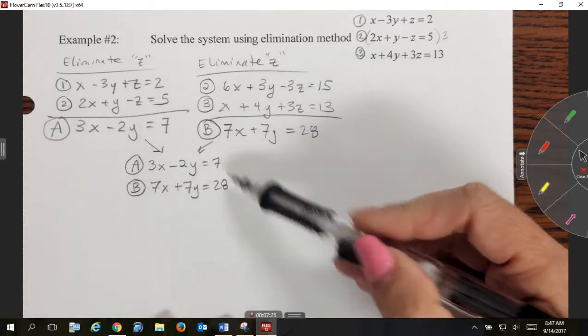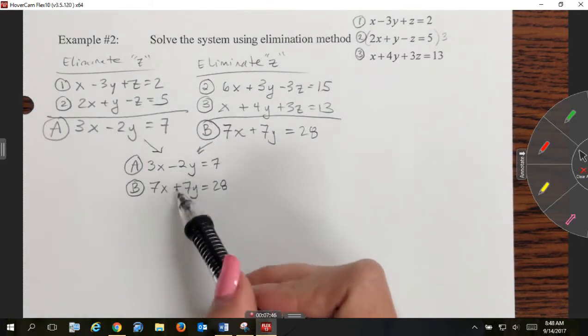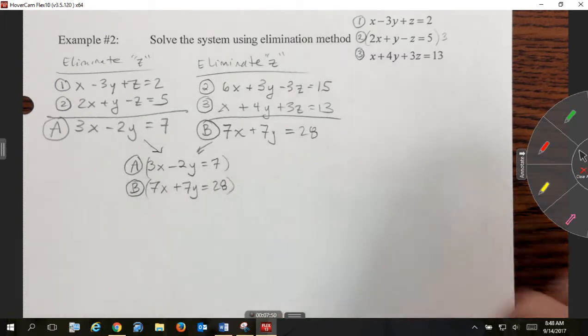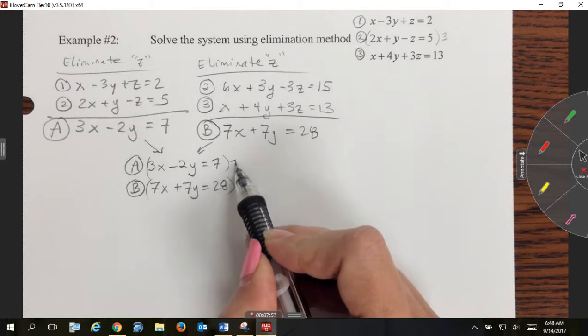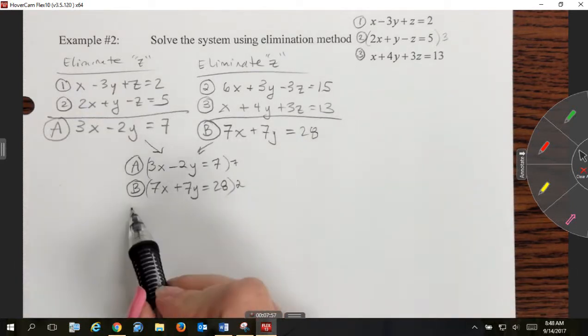So now we're going to look at these 2 equations and decide to either eliminate x or y. So we have 3x and 7x, or we have negative 2y and positive 7y. What should we eliminate? There's not a wrong answer. The y's? Okay. There's not a wrong answer. But the reason why I chose y is I already have 1 positive and 1 negative. We are going to have to multiply both equations by something. So I'll multiply A by 7 and B by 2.